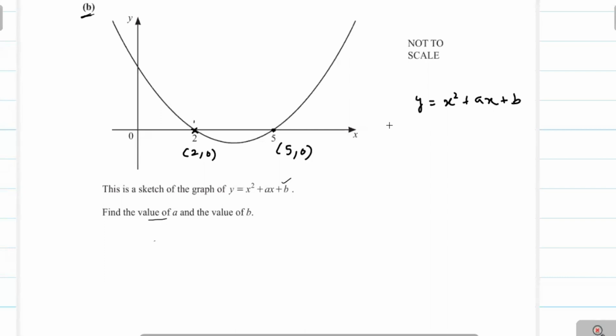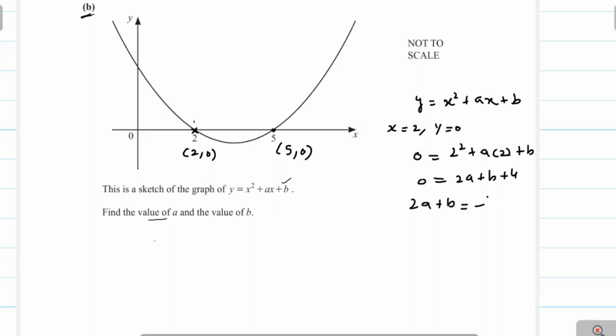Firstly, we put the values when x is 2 and y is 0. Therefore, 0 equal to 2 square plus a into 2 plus b, and we can write it as 2a plus b plus 4 equal to 0, and this is 2a plus b equal to minus 4.